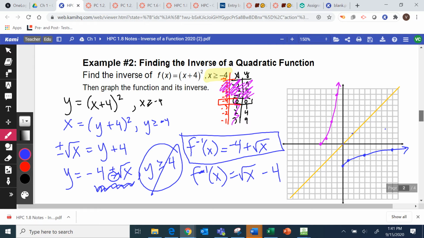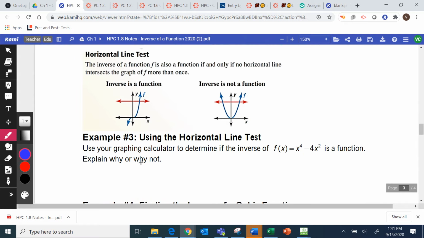Okay? All right, so now there's something called the horizontal line test, and that is a test that you can do on the original function, so you don't actually have to graph the inverse to tell if the inverse is a function or not. So using this parabola, if I use a horizontal line, that is going to tell me that when I inverse this parabola, a vertical line would hit more than once. Doing a horizontal line test on the original function will tell me if the inverse is a function or not.